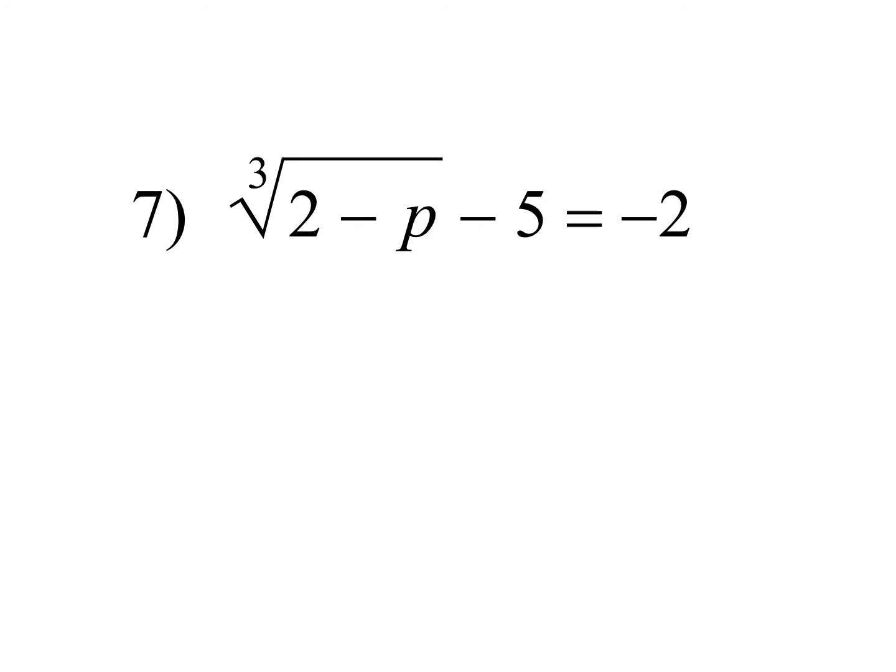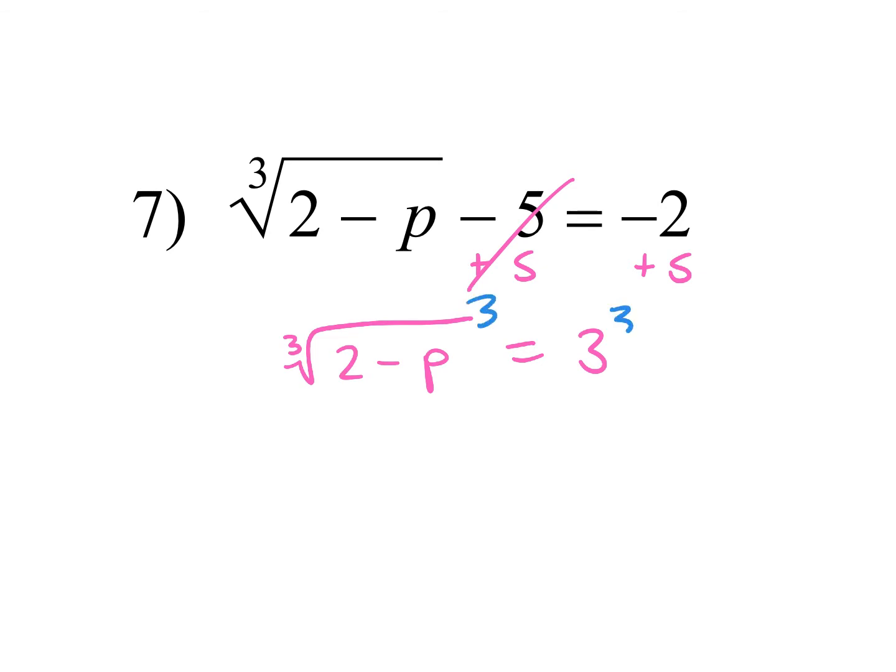All right. 7. What should I do first? Add 5. First, we need to isolate our radical. So the cubed root of 2 minus p is equal to 3. What do we do next? Cube it. So 2 minus p is equal to, what is 3 cubed? 27, we just did that.